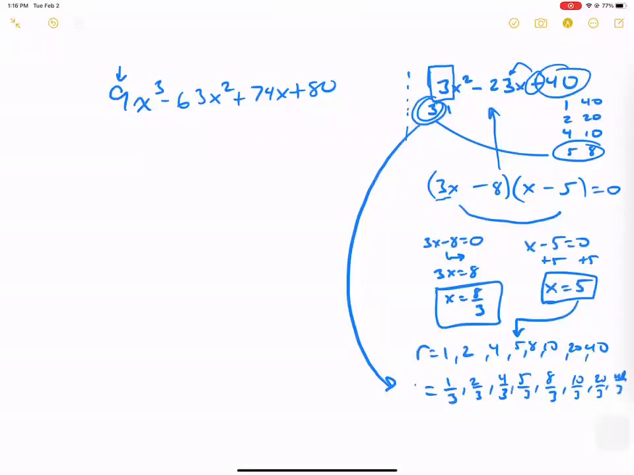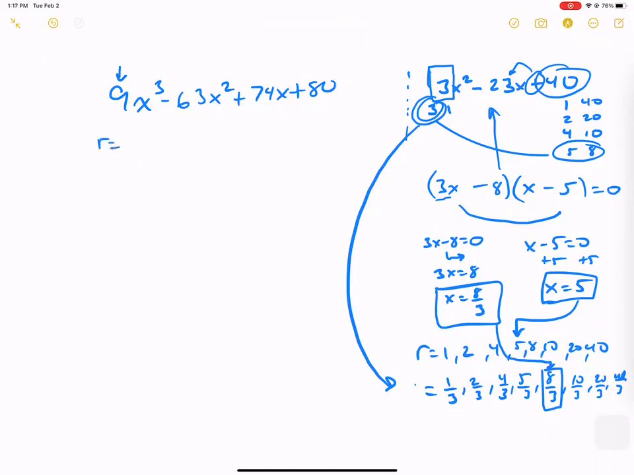And this seems like a hell of a ton of options, and that's true. But the idea is not all these are answers, but we want to see the possibilities. And if you take a look here, here is my possibility, 8 over 3. Now, why am I bringing this up? Is because the number we have right here, 9x cubed minus 63x squared plus 74x plus 80, is a hard problem. I say it's a hard problem because we have a lot of possibilities. So let's try writing out those possibilities.